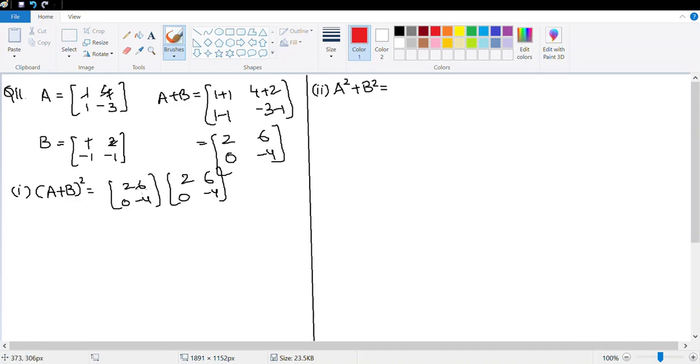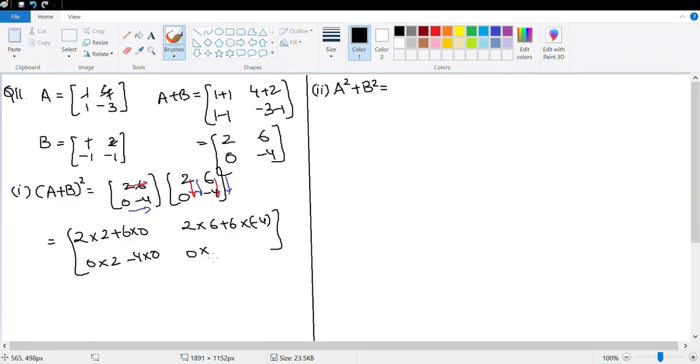Again, row 1 with column 1, then with column 2, then row 2 with column 1, then with column 2. So let's multiply. First element will be 2 into 2 plus 6 into 0. Next will be 2 into 6 plus 6 into negative 4. Third element will be 0 into 2 minus 4 into 0. And then the last will be 0 into 6 minus 4 into negative 4.